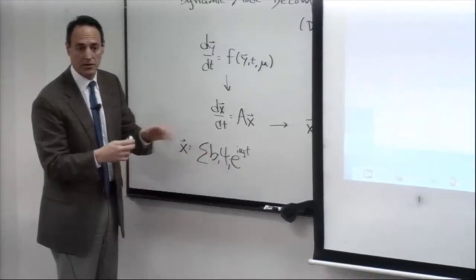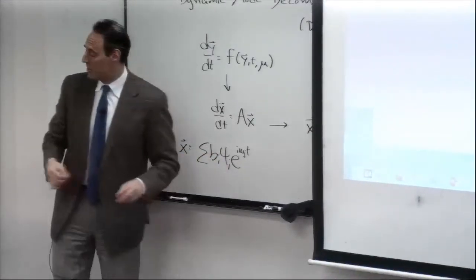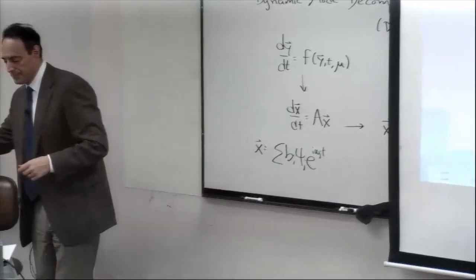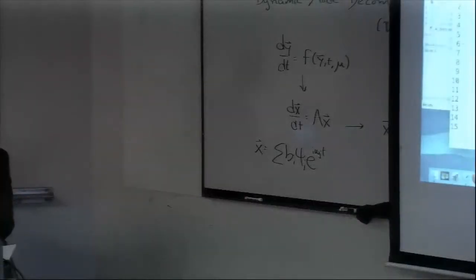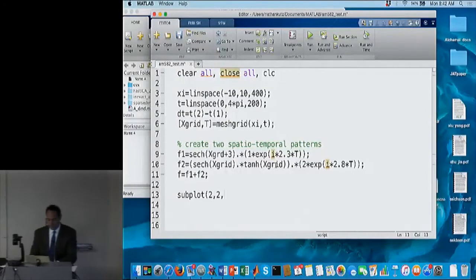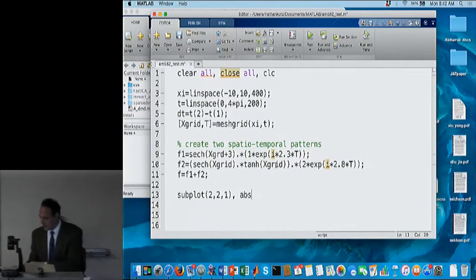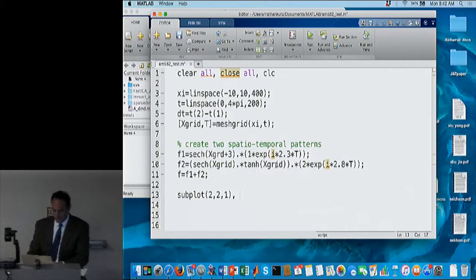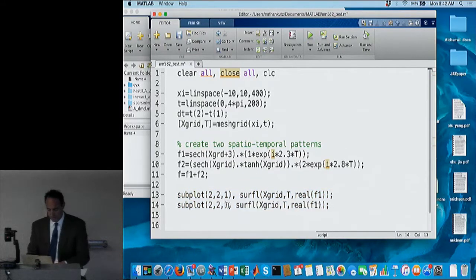Phi of j here is the mode that I have. Okay, so let's plot some of these modes and some of the structure. Subplot 2, 1, 2, 2, 1. Actually, I will plot the real part. Surf of real X grid, T, real F1. And we'll do the same thing. So let's just plot the raw signals together and then mix them, and then we'll build our DMD algorithm.